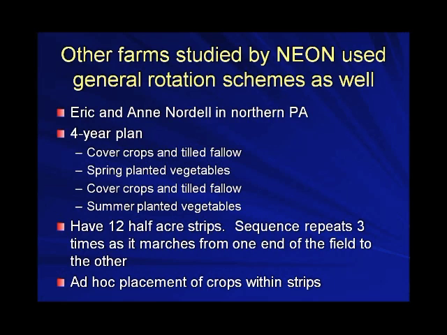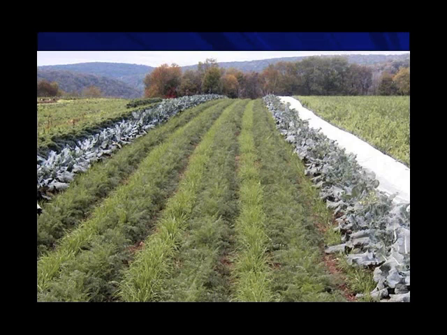Now, they actually have their farm organized into 12 half-acre strips, and that sequence of 4 crop types is repeated 3 times across the farm. This slide shows a picture of 3 of the strips. So here we have oats and peas. Those will fall kill, winter kill, and next year those will go into spring planted vegetable. Here we have the summer planted vegetable, carrots in the middle, with rows of rye interseeded into the carrots, and then fall brassica crops on either side there.